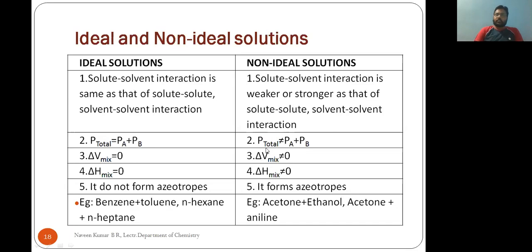Total pressure will not be equal to the sum of PA and PB. Either it may be greater or lesser when compared to the sum of the partial vapor pressures of component A and component B. So P total is equal to PA plus PB due to similar attractive force between solute and solvent in ideal solution. Whereas in non-ideal solution, P total is not equal to PA plus PB, that is greater than or lesser than the sum of the partial vapor pressures because of weaker or stronger interaction seen in the solution.